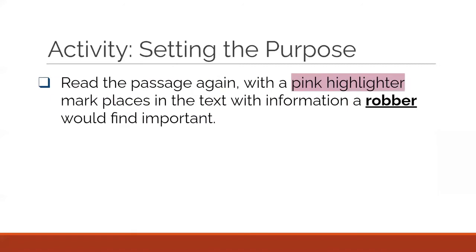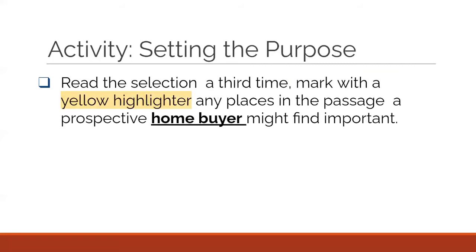Okay, now read through the passage again, and with your pink highlighter, mark the places in the text with information that a robber would find important. Pause and resume the webinar when your team is ready. Read the selection a third time, and this time with a yellow highlighter, mark any places in the passage a prospective homebuyer might find important. Pause the webinar and pick back up when you are ready.